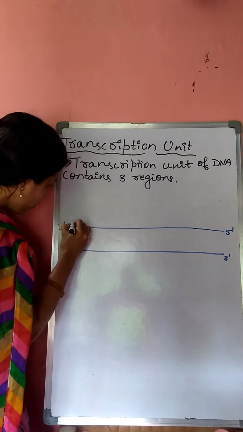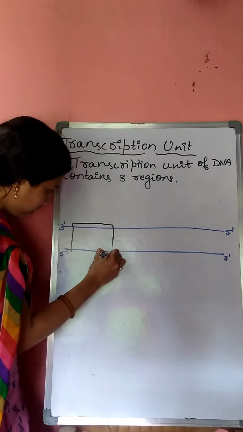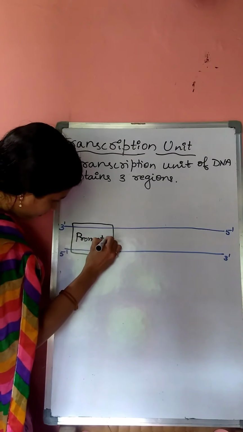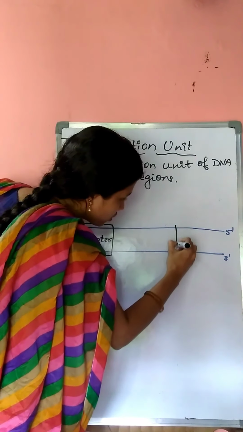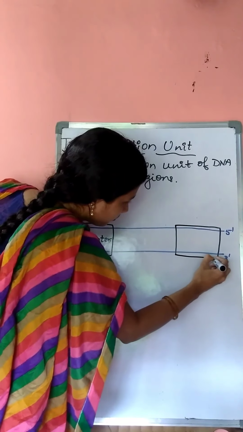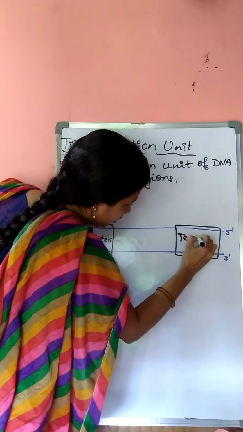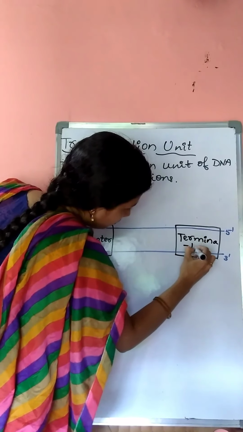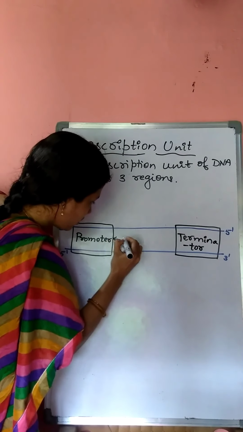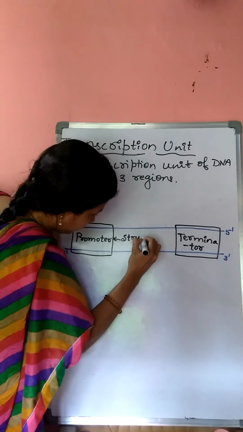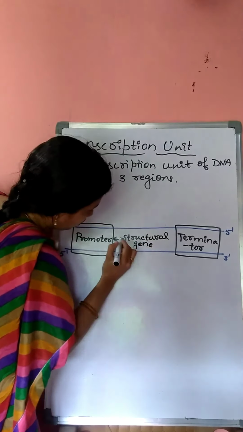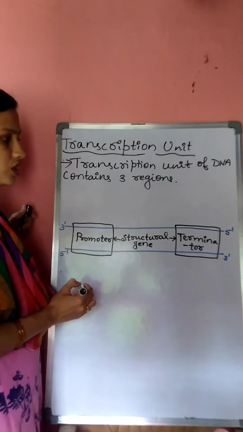In this region, promoter is present. Here, in this region, terminator is present. And the region between these two is the structural gene. Between promoter and terminator, structural gene is present.